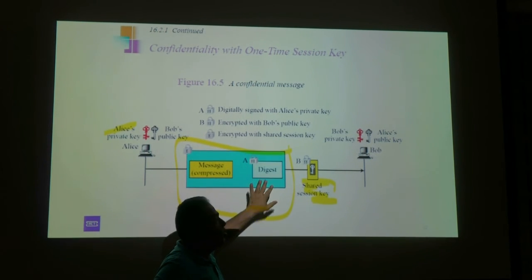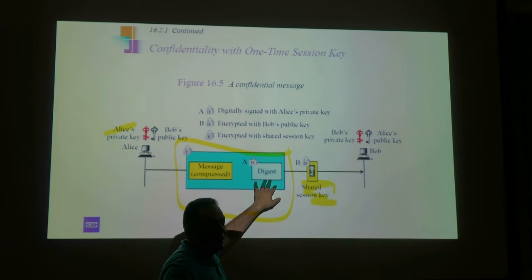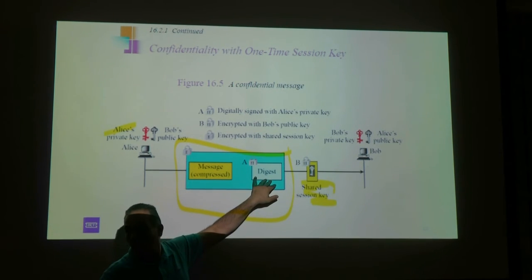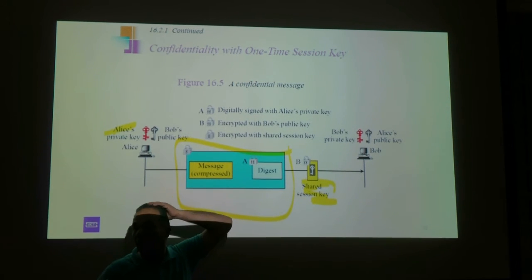Okay, what is the algorithm used to create the digest? Hash function, right? What kind of hash function? The one-way hash function. What is one-way? I mean, review. Now we are doing review. What is a one-way hash function? It goes one way. Okay, so once you have the digest, you cannot go back.